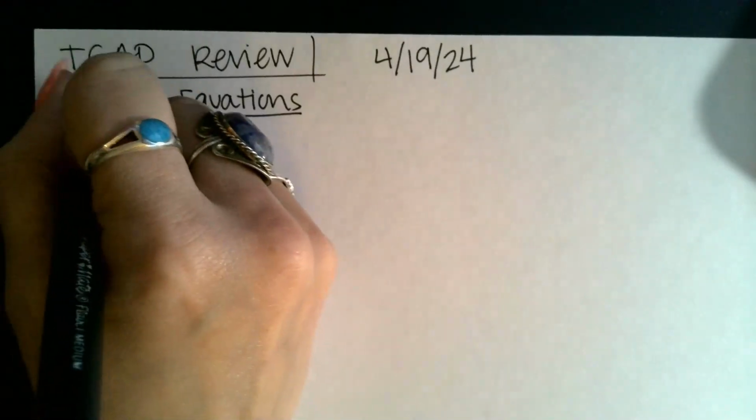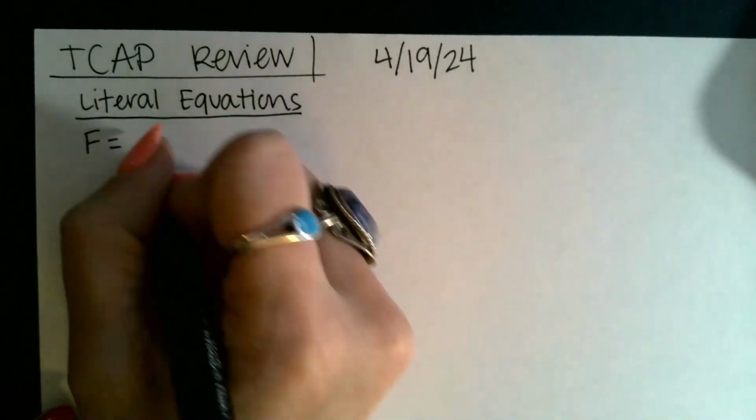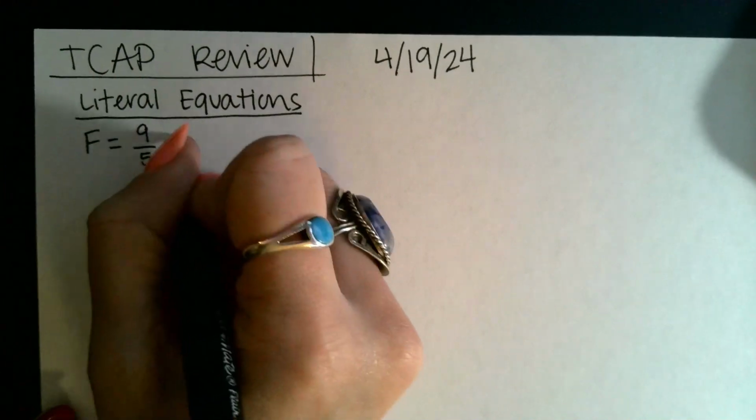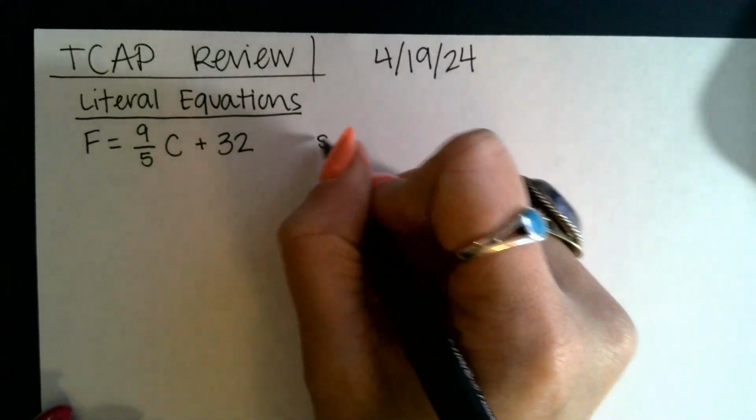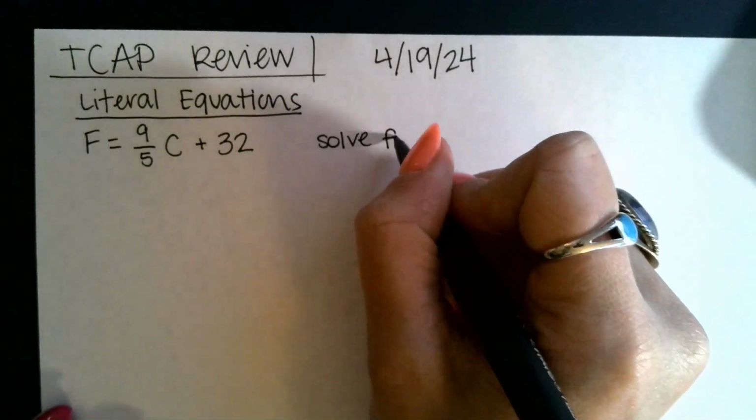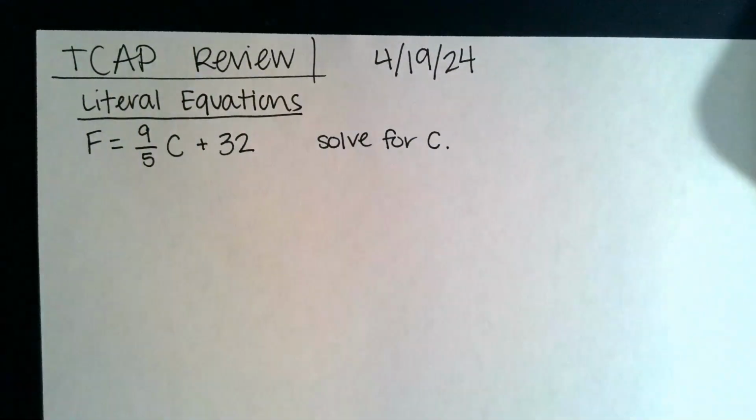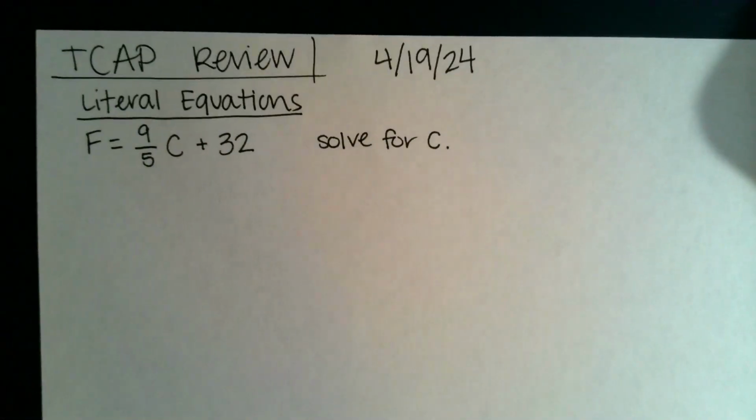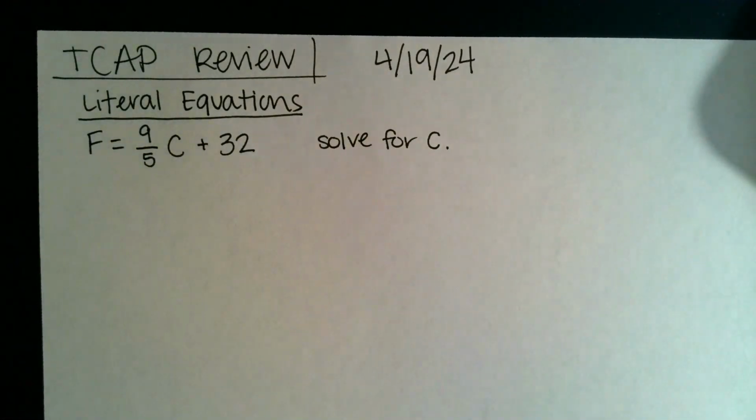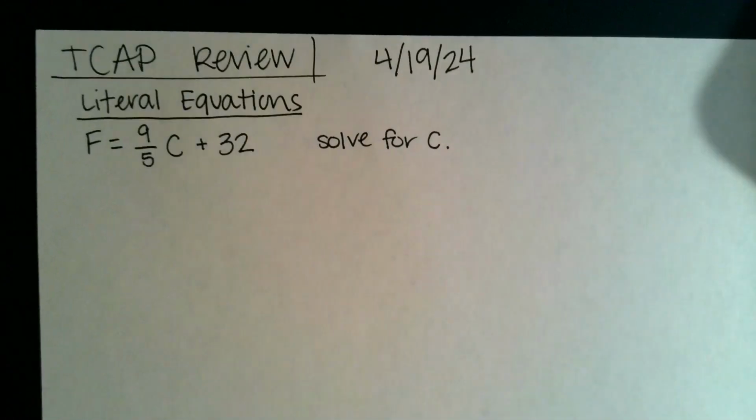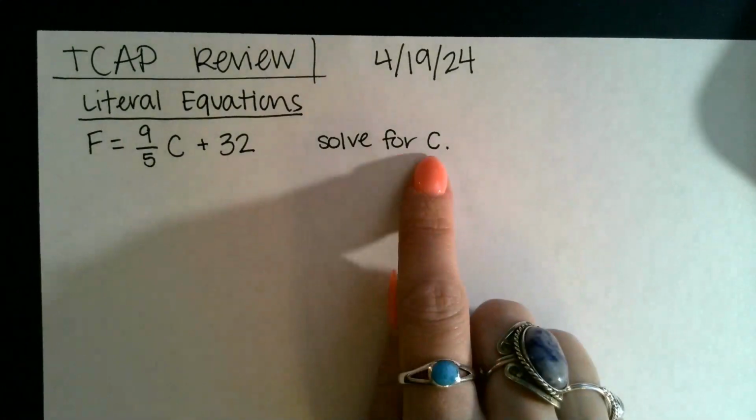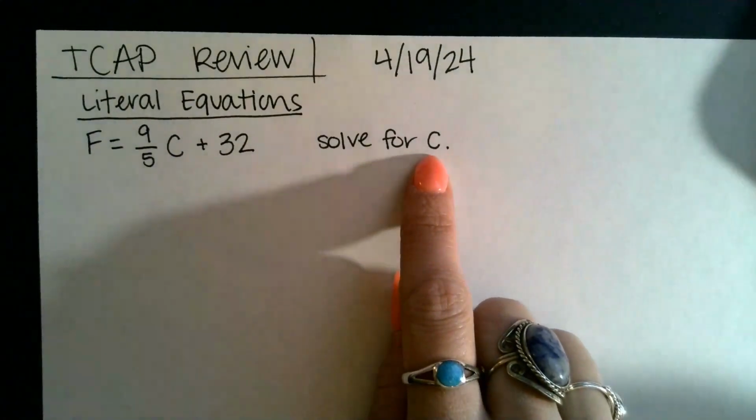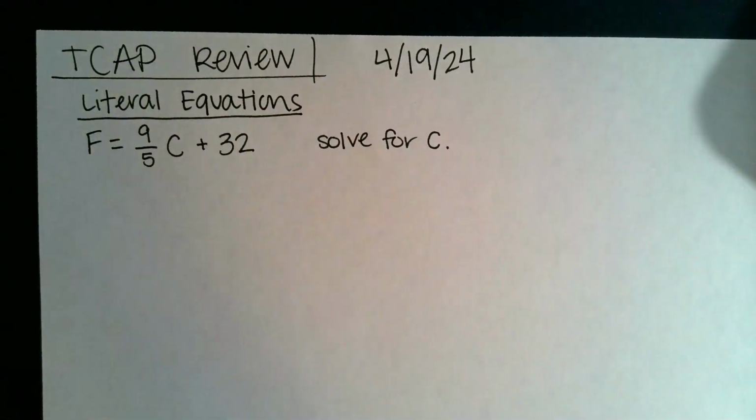I'm going to give you the closest real-world example, and I have seen this on practice tests before. So this is the equation to turn Celsius into Fahrenheit. So F is Fahrenheit, C is Celsius. When you are solving these literal equations, you're always given what variable you want to rewrite it or solve it for. In this case, it is C.